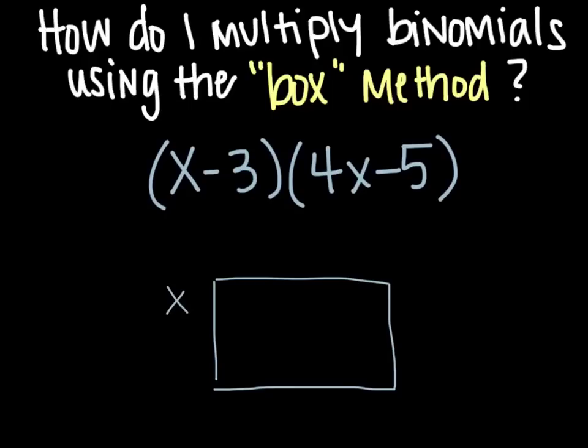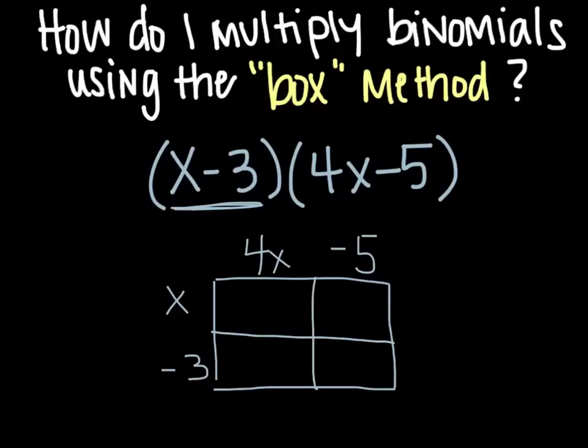terms in a spot, so x and then negative 3, and it doesn't matter where. If your first one goes on the side or if it goes on the top, it doesn't really matter. And then 4x and negative 5. The only thing you have to remember is take those signs with you. Don't leave those out. So notice the negatives and the positives. And then you're going to multiply. So 4x times x would give you 4x squared. x times negative 5 would be negative 5x. 4x times negative 3 would be negative 12x, and then negative 3 times negative 5 is 15.